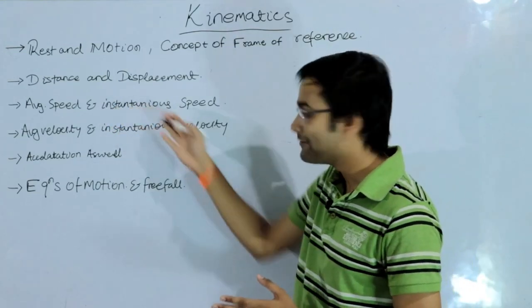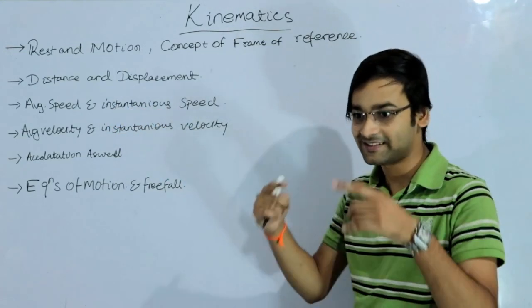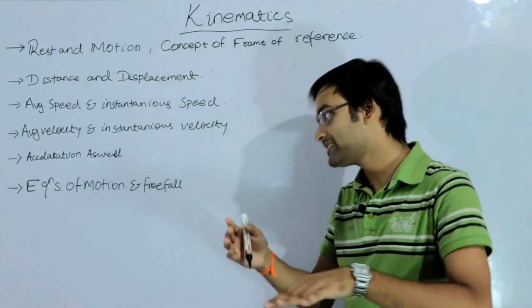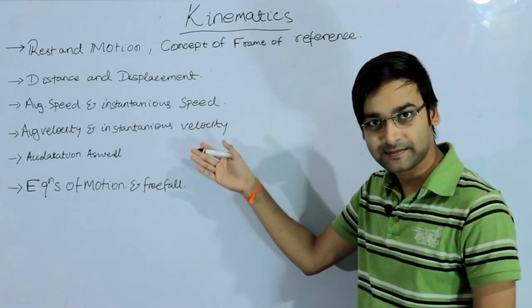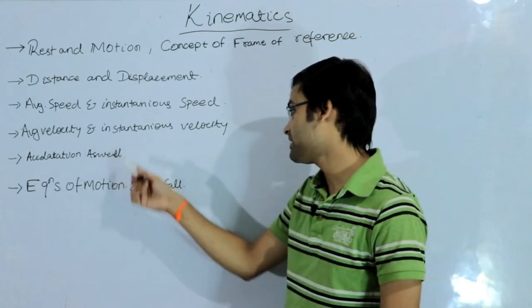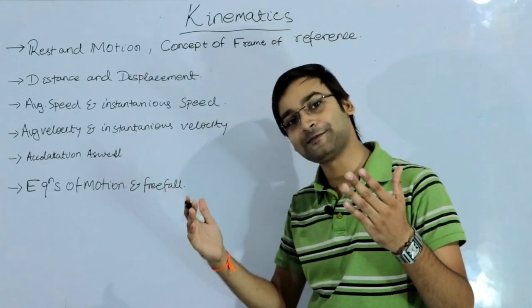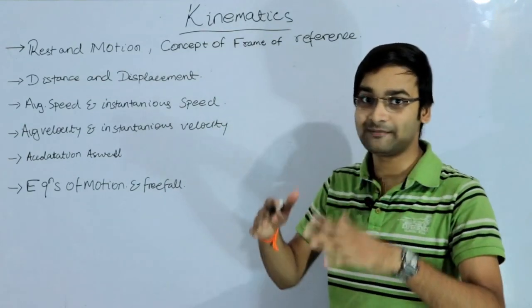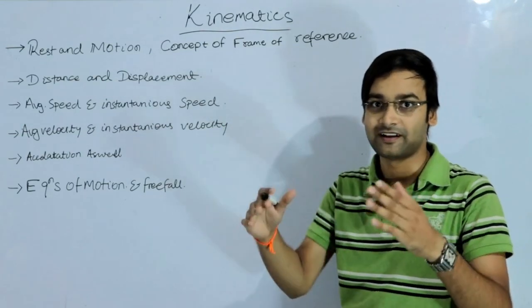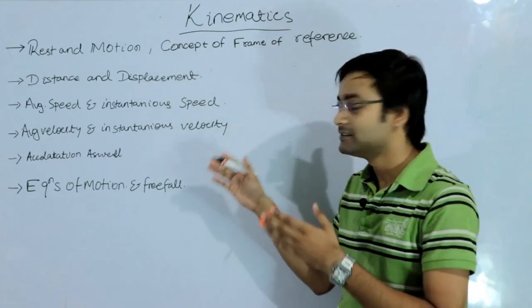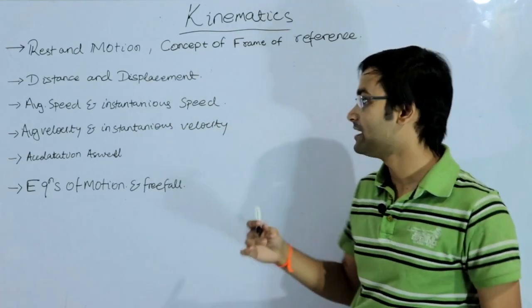Then we go to average speed and instantaneous speed. What is average speed and what is instantaneous speed? Then average velocity and instantaneous velocity, then average acceleration and instantaneous acceleration. Then we'll go to the equations of motion, and we'll learn how a particle behaves under motion and how the motion is governed.